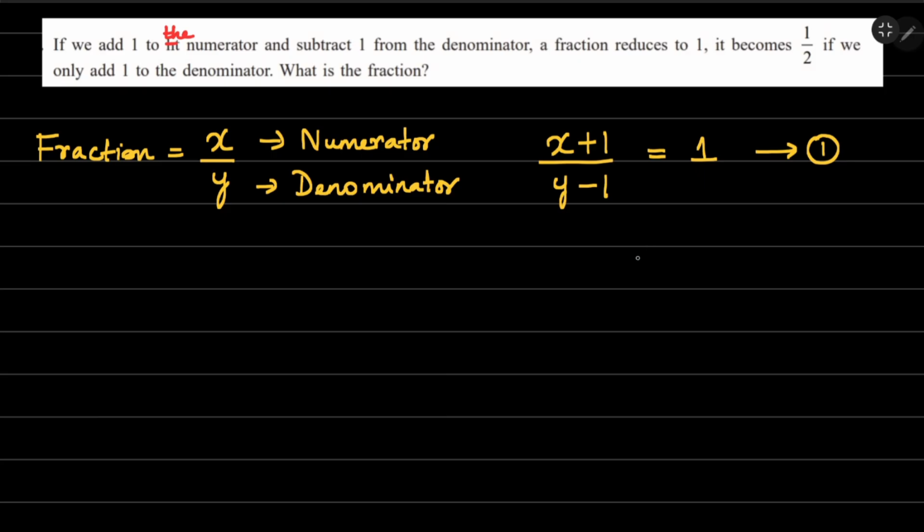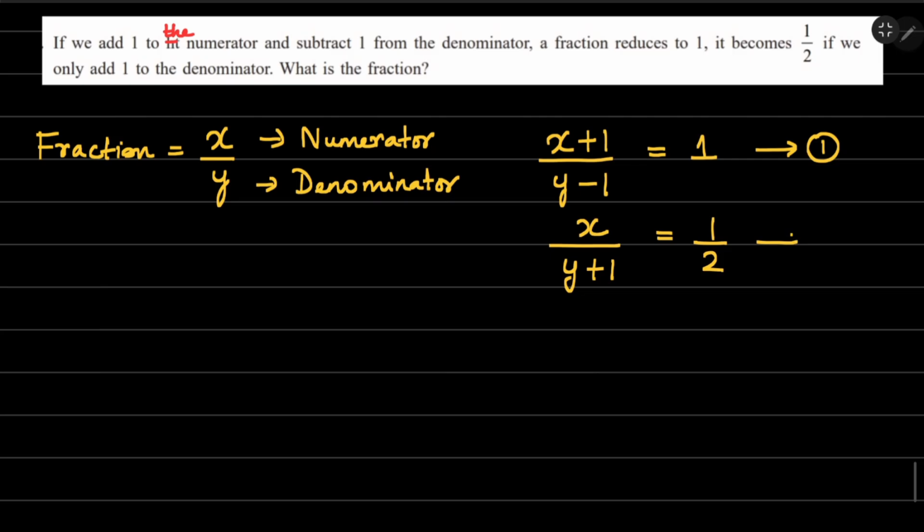It means the fraction becomes 1 by 2 if we only add 1 to the denominator. So what is your denominator? It is y. You have to add 1. If we only add 1 to the denominator, the numerator remains unchanged. Then the fraction becomes 1 by 2. This is your equation 2. Now you have to solve 1 and 2.